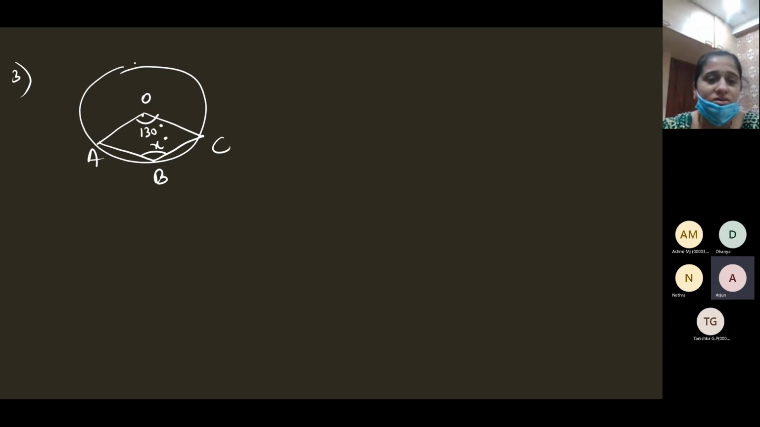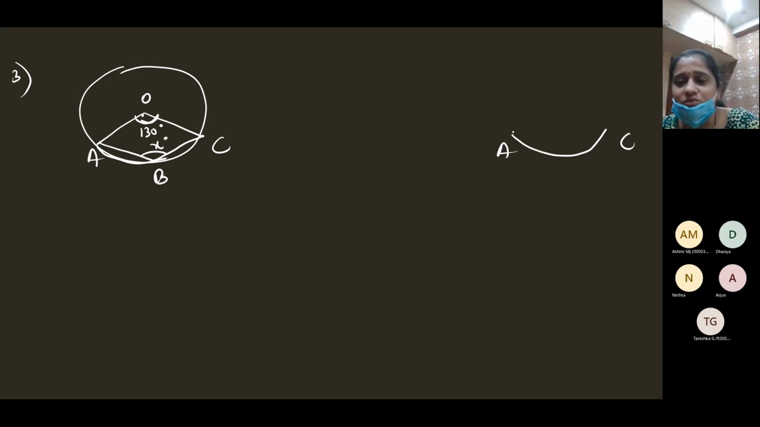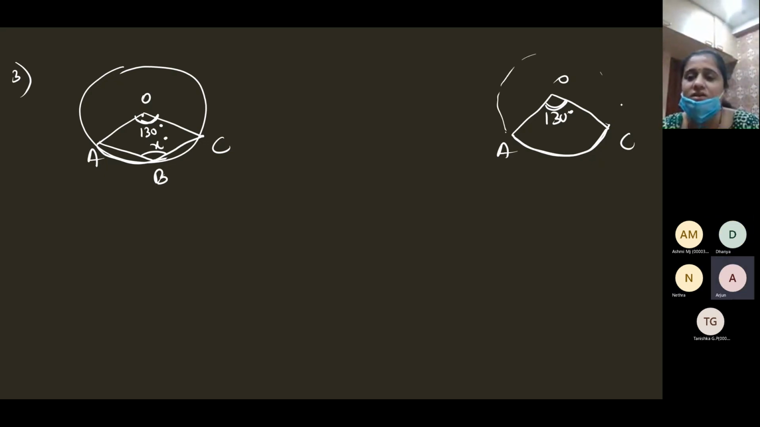So what you have to do is take any point. Because this angle, 130 degrees, is made by this arc, and that's very important. This is the arc AC, which makes 130 degrees at the center. Yes or no, children? Yes, ma'am. So you need to take a point on the remaining part of the circle.